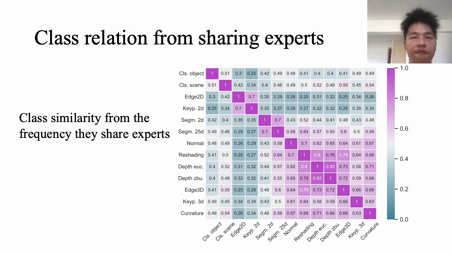We can also define the class similarity by the frequency that two tasks share experts. For example, if task A and task B are likely to share a lot of experts, we consider them to be more similar. As you can see from this map, we can then visualize the class similarity between all the tasks. And from this map, an interesting finding is that for all these 3D tasks at the lower right corner, they are very likely to share experts, so they are more similar.